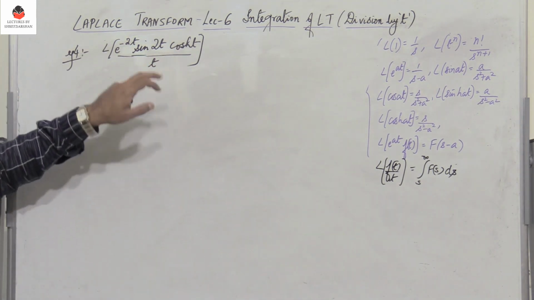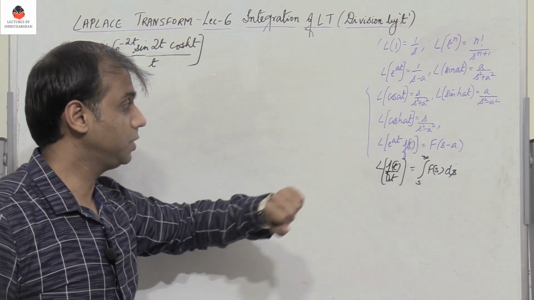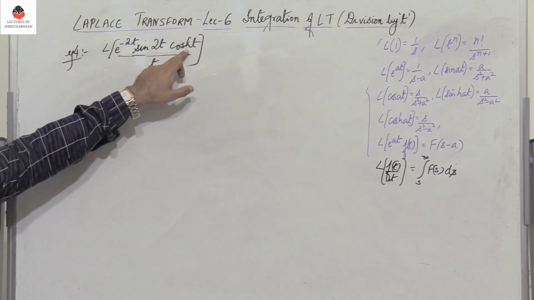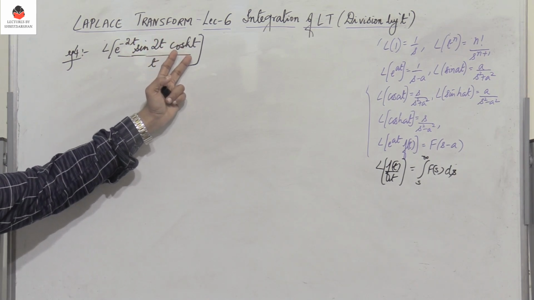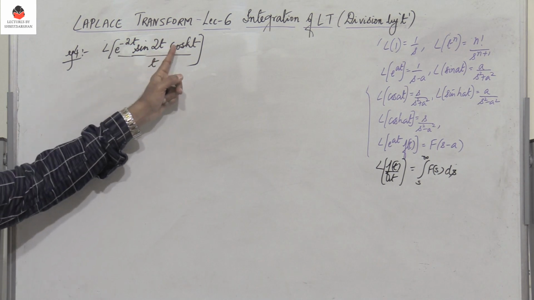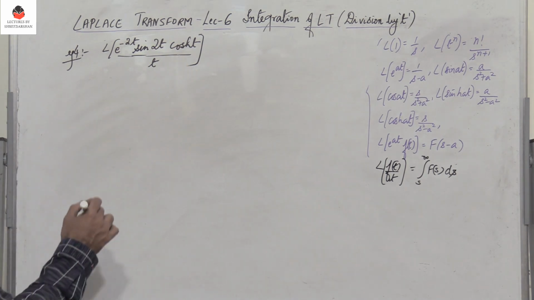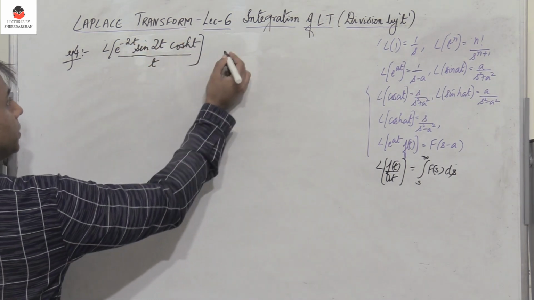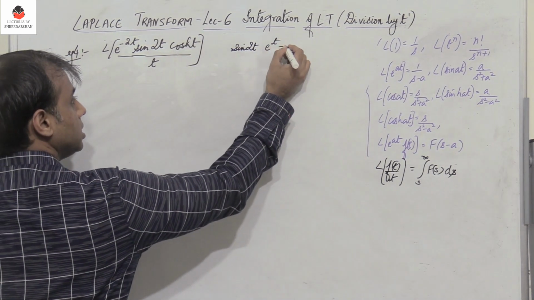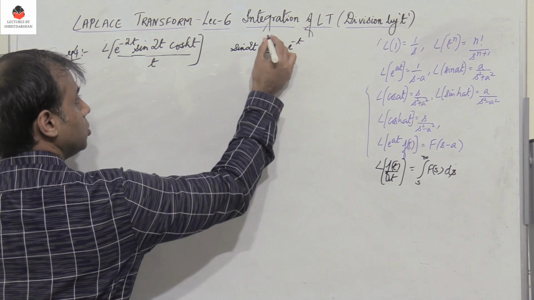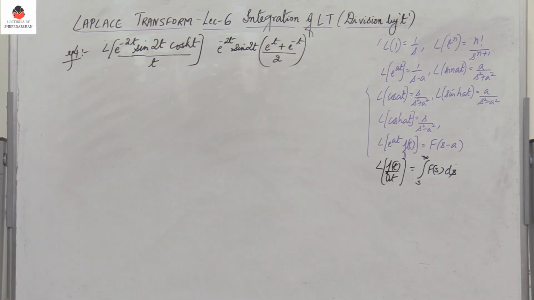So now observe, you have e power minus 2t. So we have to use the first shifting theorem, and you have cos hyperbolic t into sine 2t. When you have sine and a hyperbolic function multiplied together, the hyperbolic function cos hyperbolic t has to be expressed as an exponential. So now let me consider these two. You have sine 2t, and cos hyperbolic t can be written as e power t plus e power minus t by 2. And this is multiplied with e power minus 2t, right?